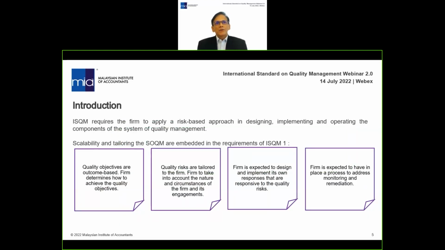Finally, before I pass on to the speakers today, ISQM generally is a risk-based approach in designing, implementing and operating the components of the system of quality management within the firm. If you look at ISQM 1, it talks about scalability. Basically, it means tailoring your system of quality management in relation to your firm's circumstances and the audit engagements that you have. Under ISQC 1, it's very much policies and procedures that are supposed to be followed by everyone. But under ISQM 1, it's a bit different. You need to tailor your quality risks and your responses based on that.